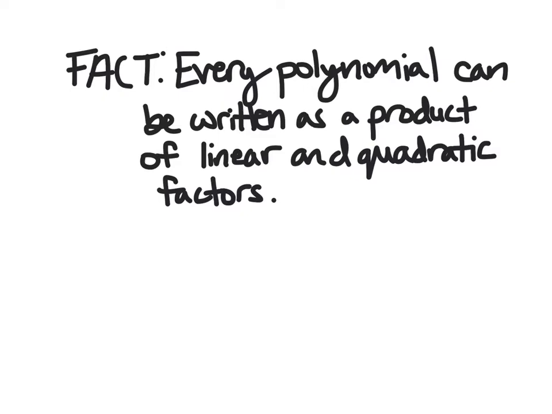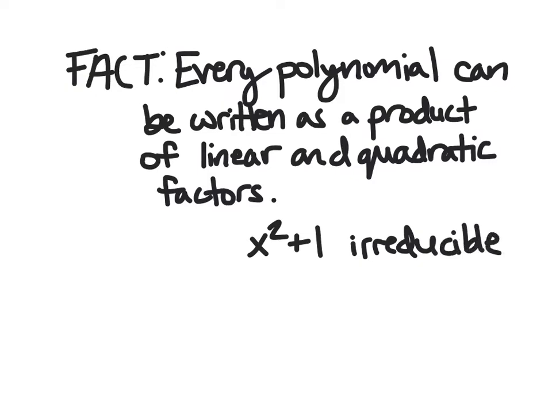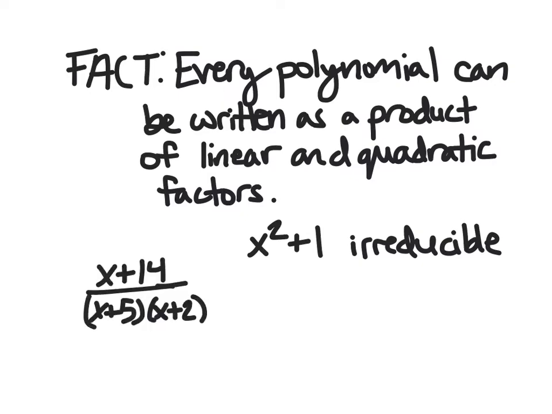So here's a little fact. Every polynomial can actually be factored into all linear or quadratic factors. A quick example of what I mean by a quadratic factor: if you have x squared plus 1, we know that can't be broken down anymore, and so we would call this irreducible. But a lot of the time we can factor all the way down to an x minus 2 or whatever. Now, if we get down to all linear factors and they're distinct, it's not like x plus 2 times x plus 2.